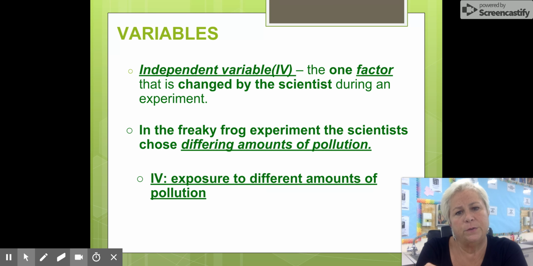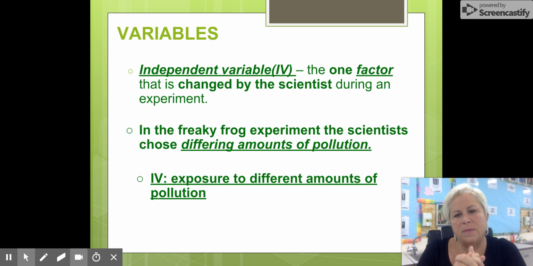Okay, so the first variable that we talk about is the independent variable. Now, this is the factor that the scientist changes. And in an experiment, you can only have one independent variable. If you have more than one, remember, it gets confusing. If you have multiple independent variables, if you have 3 or 4, when you look at your results, when you look at the number of deformed frogs, you don't know which one of those variables, which factor caused the deformities. So you have to narrow down your testing to one independent variable in a really good experiment.